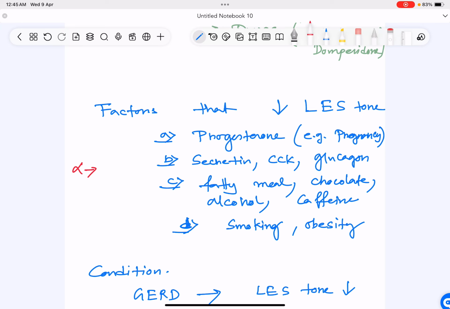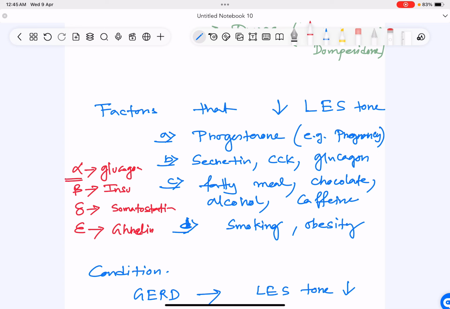Alpha cell produces glucagon. Beta cell produces insulin. Delta cell produces somatostatin. Epsilon cells produce ghrelin. There is another source of ghrelin, I'll tell you just in short.